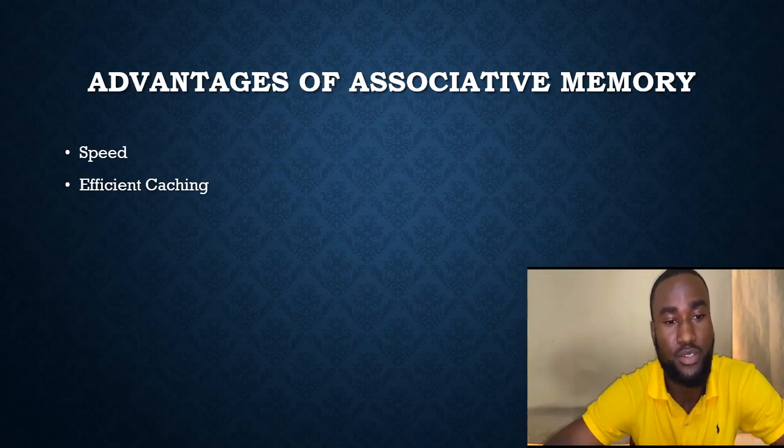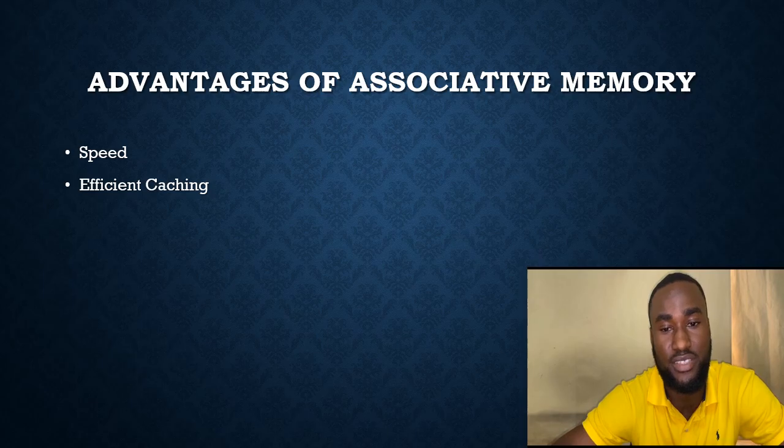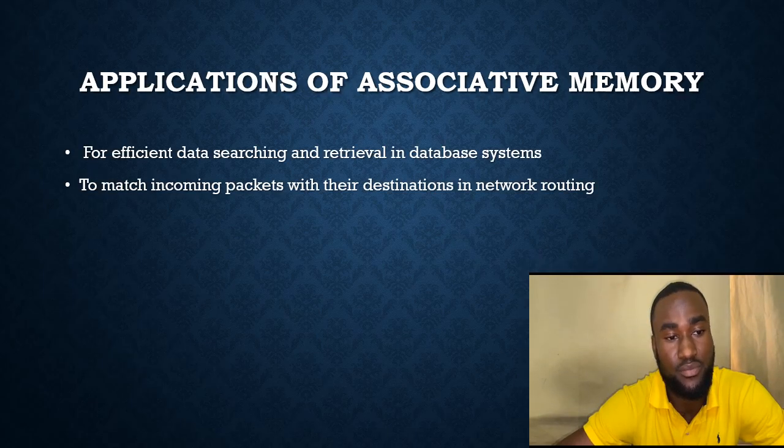Now, let's talk about the advantages of associative memory. One major benefit is its speed. Since associative memory can retrieve data in parallel, it significantly reduces the time it takes to access information. Additionally, it enables efficient caching, which helps improve overall system performance.